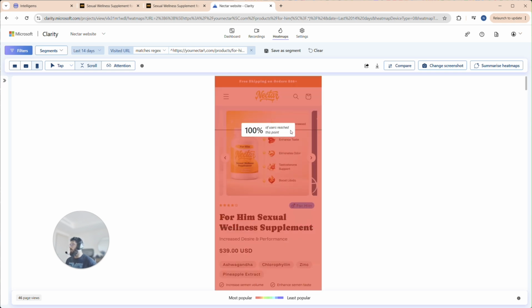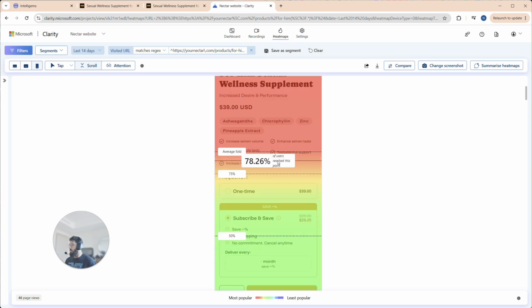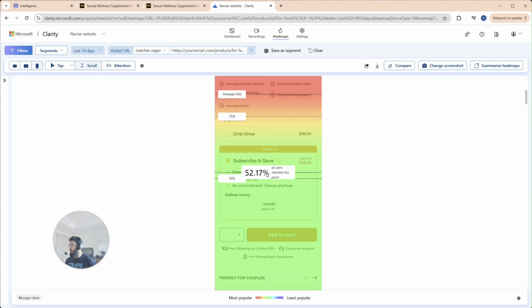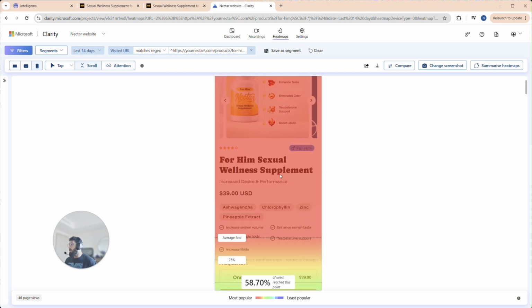So the first thing that I'm curious about right now is when we start to have significant drop off on the page. Obviously above the fold, everyone sees that. As we scroll down, we see that only 50% of users actually made it to this point here where the buy buttons are. So that's a little bit of a concern.